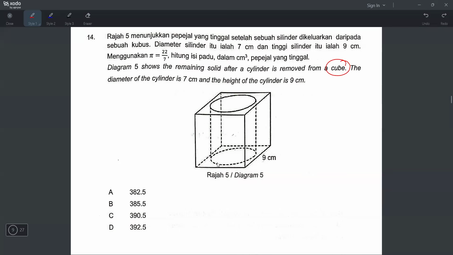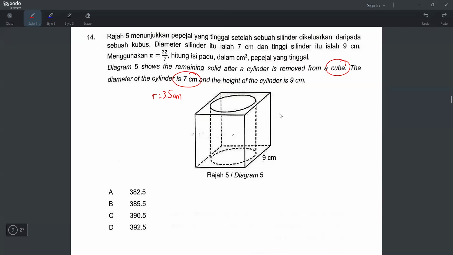Okay, if it's a cube, that means all sides will be the same, right? The diameter of the cylinder is 7 cm. Okay, if the diameter is 7, that means the radius is 3.5. 7 divided by 2, right? And why I convert to radius is because when we find volume or surface area, we always use the radius. We don't use the diameter. So it's a good idea to change to get the radius now.